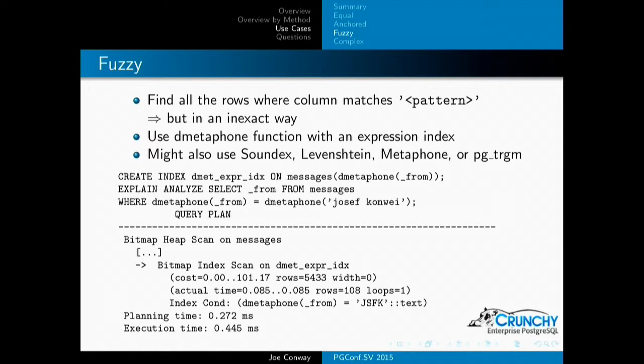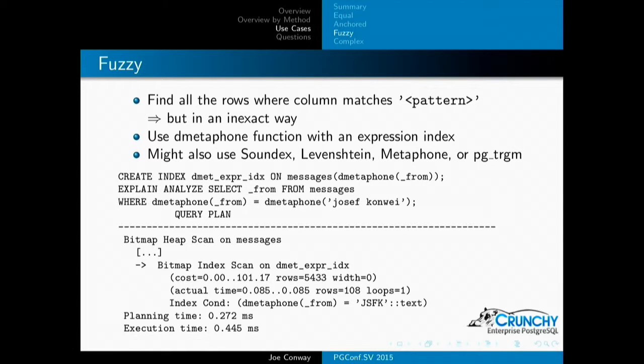So now we'll do another example on fuzzy string matching. I want to find all the rows where a column matches some pattern, but in some inexact way. In this example, I'm going to use Metaphone, but I might have also used Soundex or Levenshtein or the other methods that we talked about already.